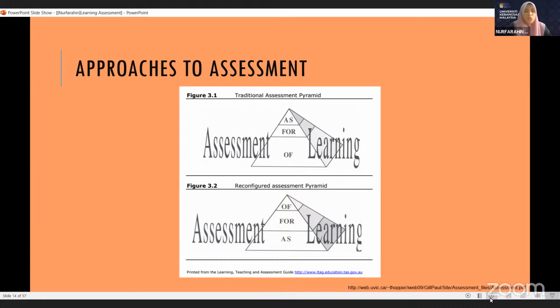However, we are starting to look at assessment differently, and we are starting to reconstruct the assessment pyramid. We are looking at putting assessment as learning at the bottom of the pyramid so that it has the widest base and it has more emphasis during teaching and learning. And as we go up, it becomes for and of. All right? So the students become the key assessors. And as we go up, the teacher will take place as the key assessor.